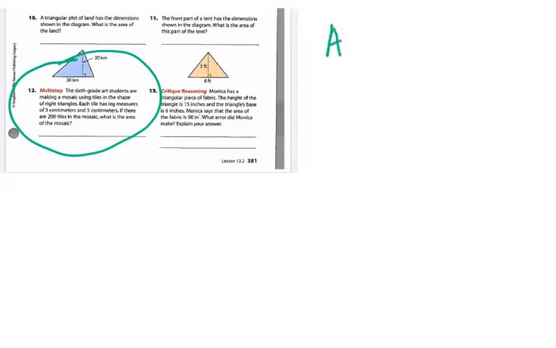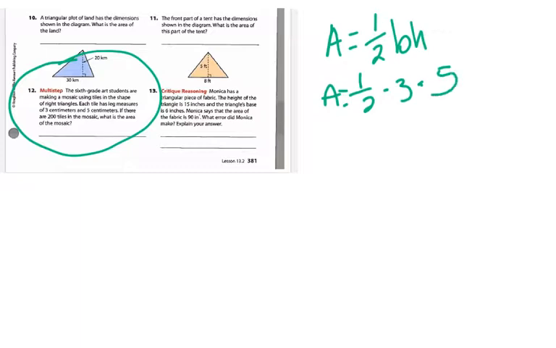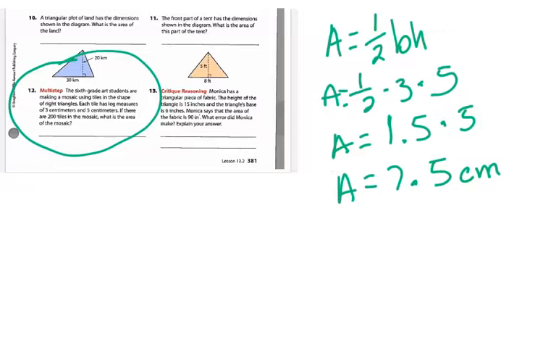Okay, so what you should have had is area is equal to 1/2 times base times height. The first thing you had to do is figure out the area of one of those right triangles, right? So area is going to be equal to 1/2 times 3 times 5, right? So area is going to be equal to 1.5 times 5, right? So if I put that in my calculator, 1.5 times 5, I'm going to get 7.5. So each triangle has an area of 7.5 centimeters squared.